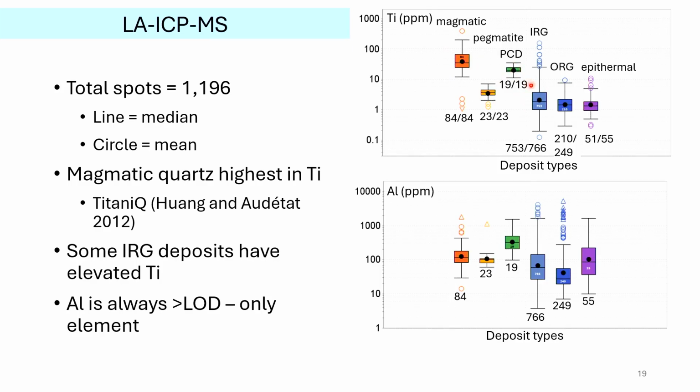Our intrusion-related gold, which spans a range, so we do have some that are elevated, but I would have expected a few more of the quartz from the intrusion-related settings to be a little bit closer to what we see in porphyries. Then we have orogenic, a lot tighter and generally lower, and then we have epithermal deposits about the same.